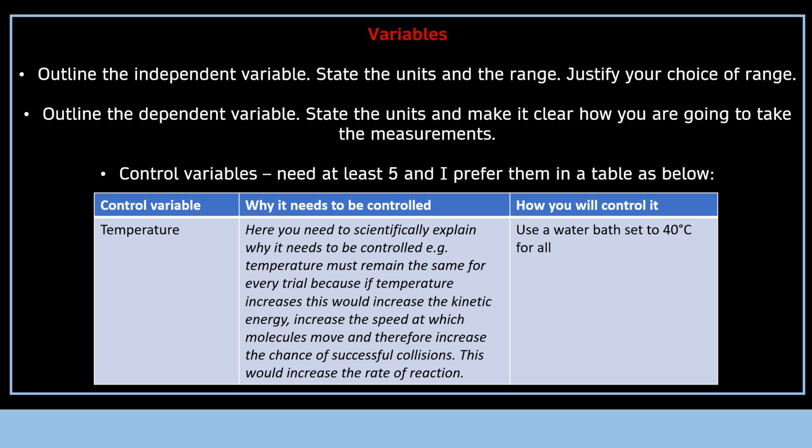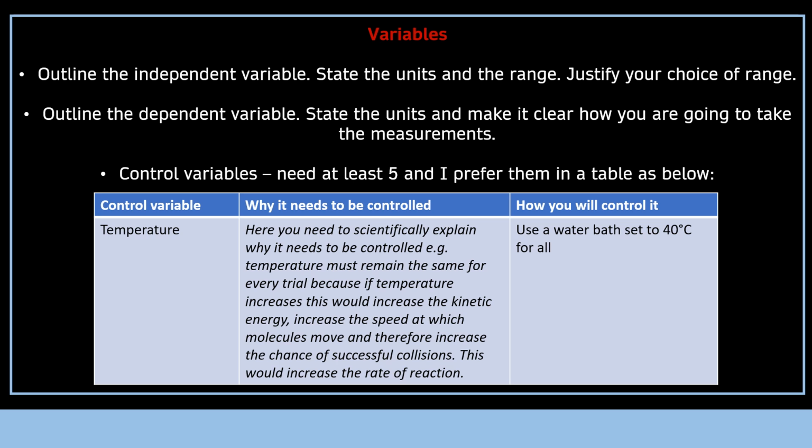And then control variables, you need at least 5 of them, and I prefer them in a table like this. So temperature as a control variable, obviously I've talked about that as an independent variable. It can't be an independent and a control variable. So if temperature was a control variable, you then need to say why it would be controlled. So I've given the example there that the temperature has to remain the same because if it increases, it increases kinetic energy, increases the speed that molecules move, and therefore the chance of successful collision, so that would increase the rate of reaction.